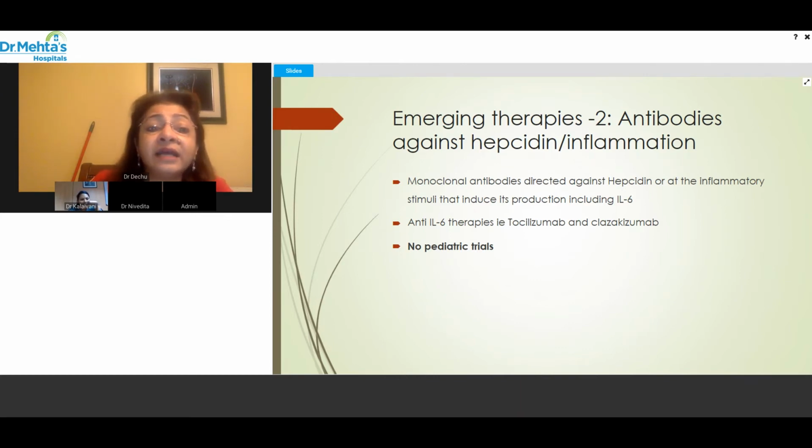So these anti-IL-6 therapies like tocilizumab or trastuzumab, which we are pretty familiar with in the transplant world, are being talked about as reducing hepcidin or inflammation, and therefore improving anemia. Again, there are no pediatric trials for this as well.